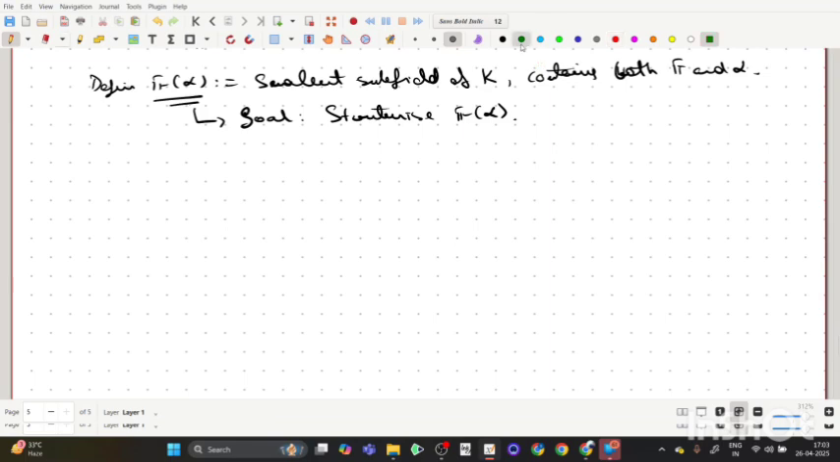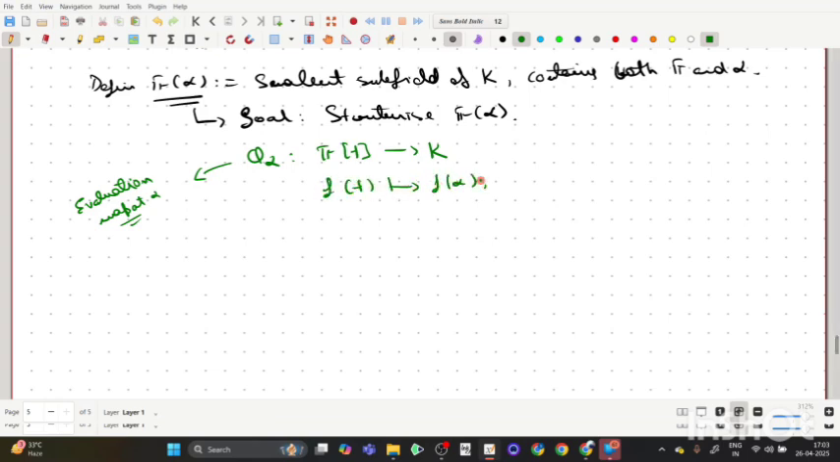Let's take a map phi alpha from F[t] to K. By the notation, I guess you have already understood what this map is. This is the evaluation map at alpha. So what is it doing? It is taking a polynomial f(t) and mapping it to f(alpha). Clear? And clearly, phi alpha is a well-defined homomorphism.